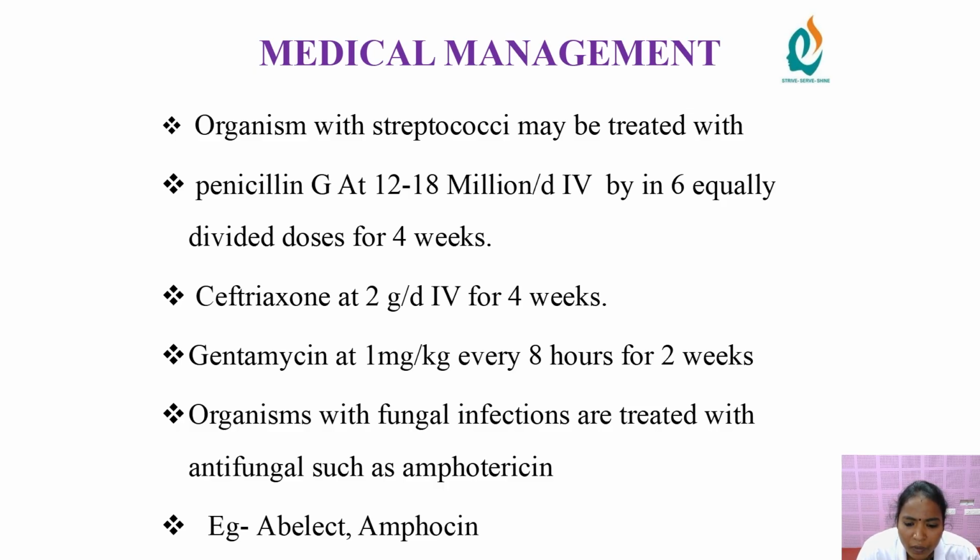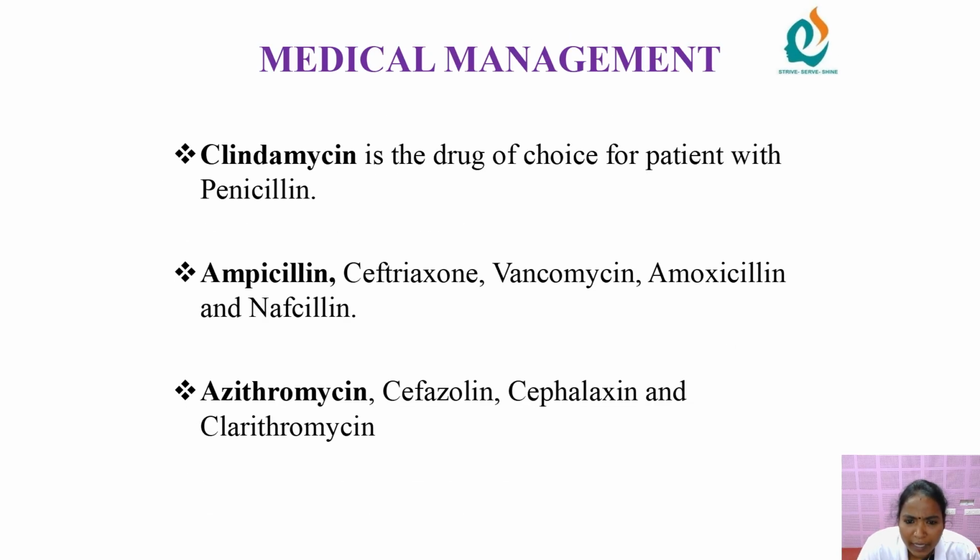Organisms with fungal infection are treated with antifungals such as amphotericin, for example, and ampicillin. Clindamycin is the drug of choice for patients with allergy to penicillin, ampicillin, ceftriaxone, vancomycin, amoxicillin and nafcillin. Azithromycin, cefazolin, cephalexin and clarithromycin. These are the drugs to treat endocarditis to prevent bacterial or fungal infection.